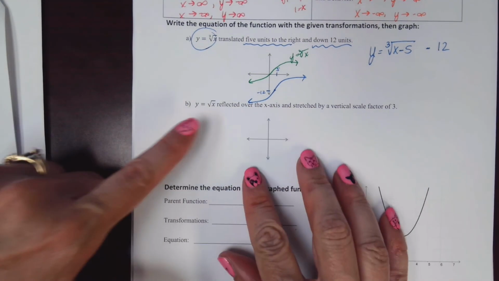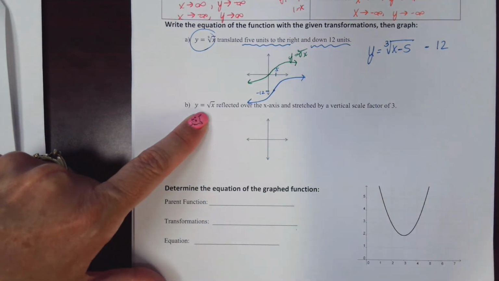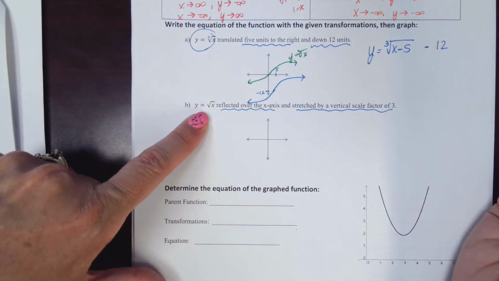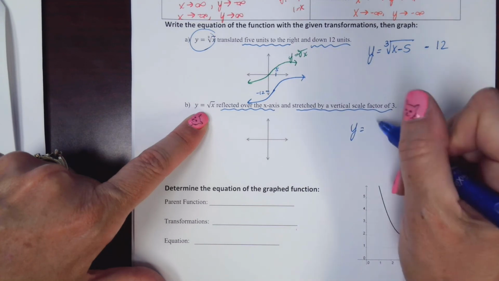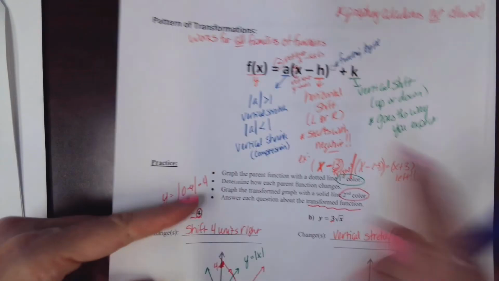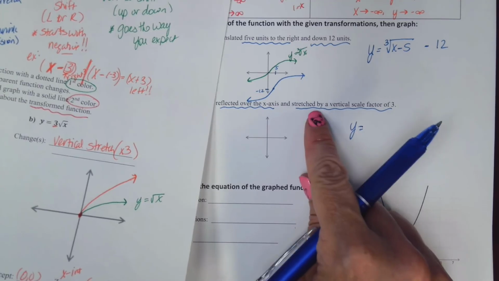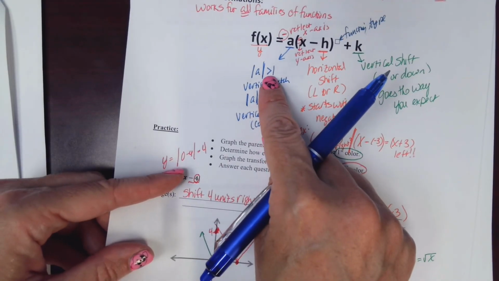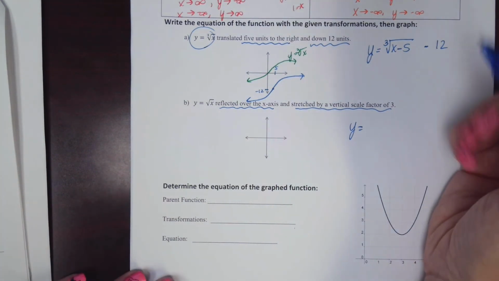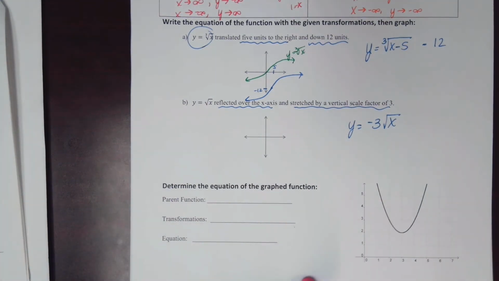All right, what about this one? Square root x. We've done a square root. What transformations do I have here? Well, I'm reflecting it across the x-axis, and I'm stretching it by a factor of 3. So y equals reflect across the x-axis. That referencing over here, my pattern of transformations, that's a negative out front. I have a stretch, a vertical stretch. That means my whole number goes out front for this value a. So my equation is going to look like y equals negative 3 square root x. I haven't moved it away.